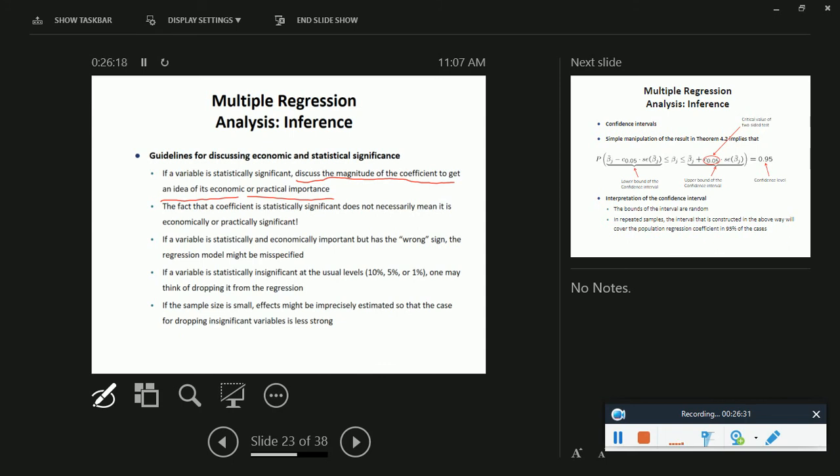For example, if our constant is significant, does it have any economic importance? Nothing, right? The constant is not any variable. It's like a constant value. How can that have an economic significance in that case? So you can think like that.